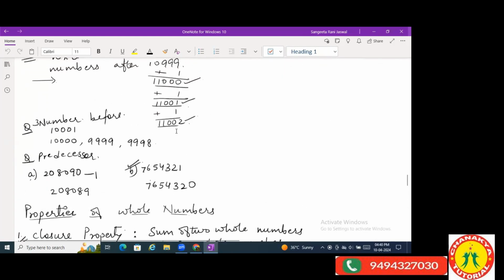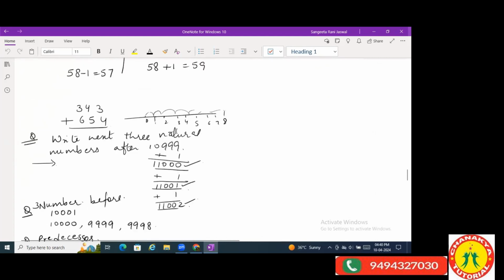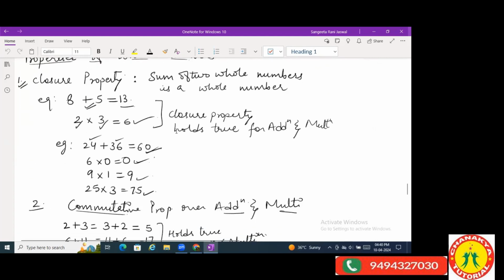I think this is the page, that one, right? Properties on whole numbers, closure property we had done, right? Closure property, I'll just revise this before we move ahead. Closure property says that if we add two whole numbers, the answer is also a whole number, okay?